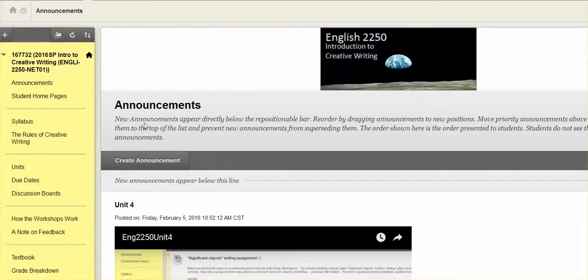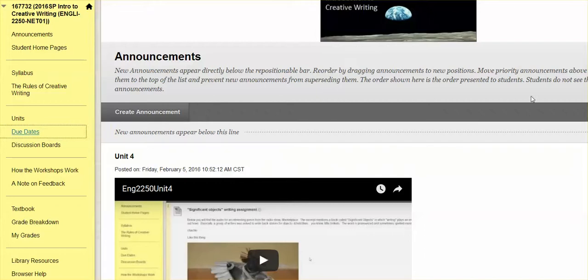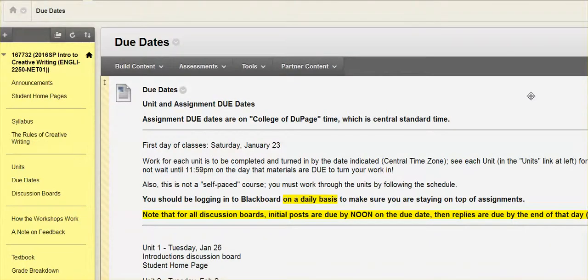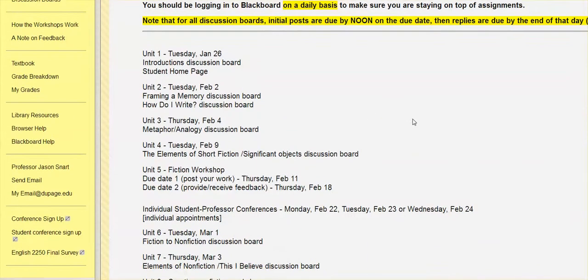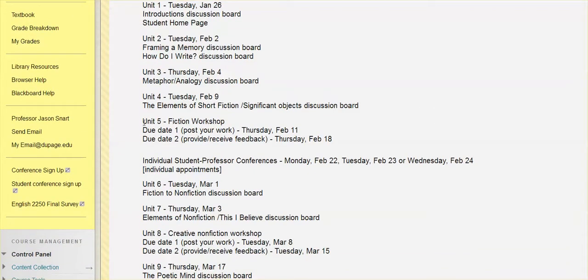So we have just finished up our last unit, which is Unit 4, and now we move into one of those units that is, like I'd mentioned in an announcement a while back, one of the anchor units or anchor activities for our course. It's our first workshop here. So it's the fiction workshop, which means we'll be writing a short story.